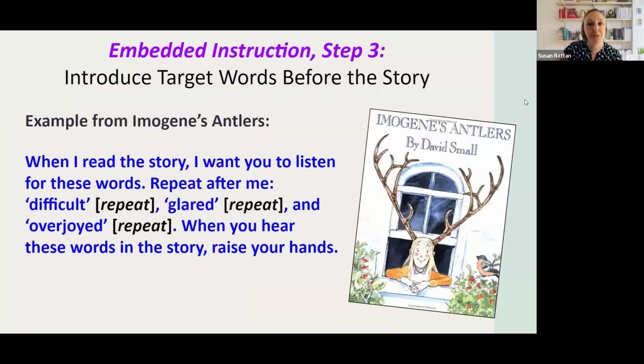So here's an example from Imogene's Antlers. When I read the story, I want you to listen for these words. Repeat after me. Difficult, and then they'll repeat. Glared and overjoyed. When you hear these words in the story, raise your hands.